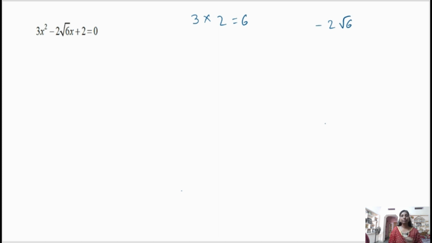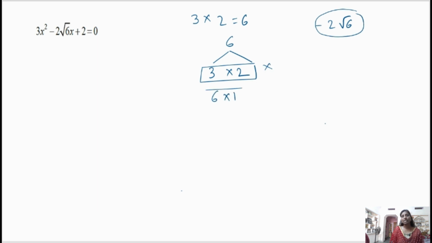Now think of two numbers whose product is 6. Immediately you will say that 3 into 2 is 6. Correct. But think, will this give you minus 2 root 6 on subtracting or adding? No. So cancel. Now you will say 6 into 1 is also 6. But 6 plus 1 or 6 minus 1 will not give you minus 2 root 6. So this one also will cancel.